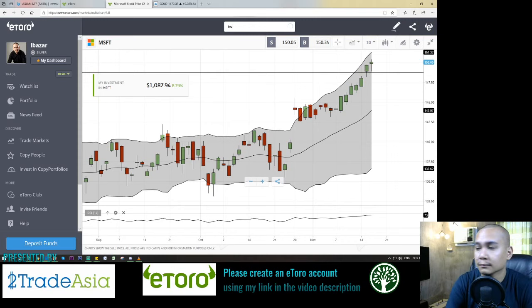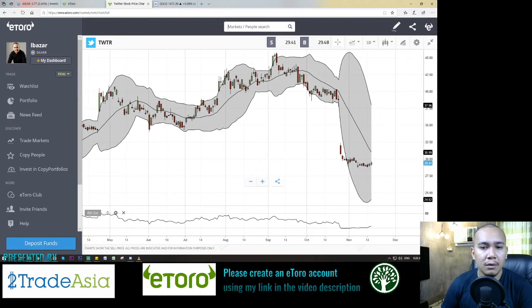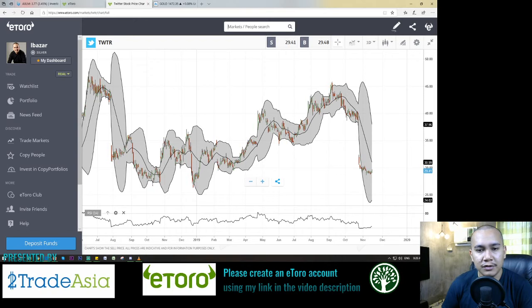Twitter. Right, so Twitter, mukhang okay na yung support ni Twitter, ah. Right, you can test out the support of Twitter. Anyways, low risk po siya. Major supports po yung levels niya. You can test out the support for Twitter. Hopefully, it sustains. Just make sure you do your cut loss.